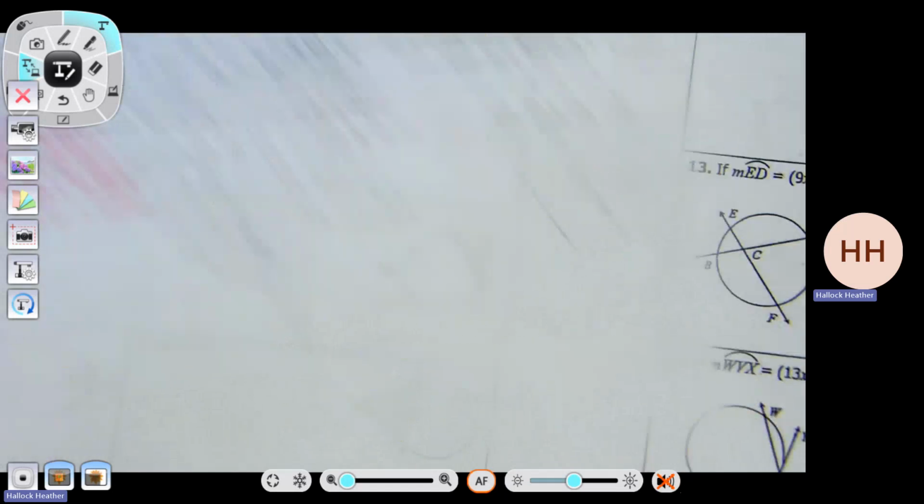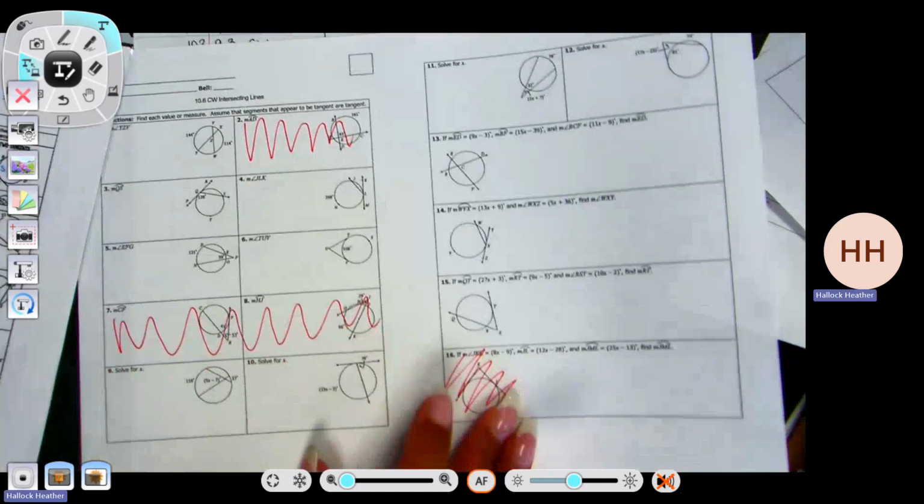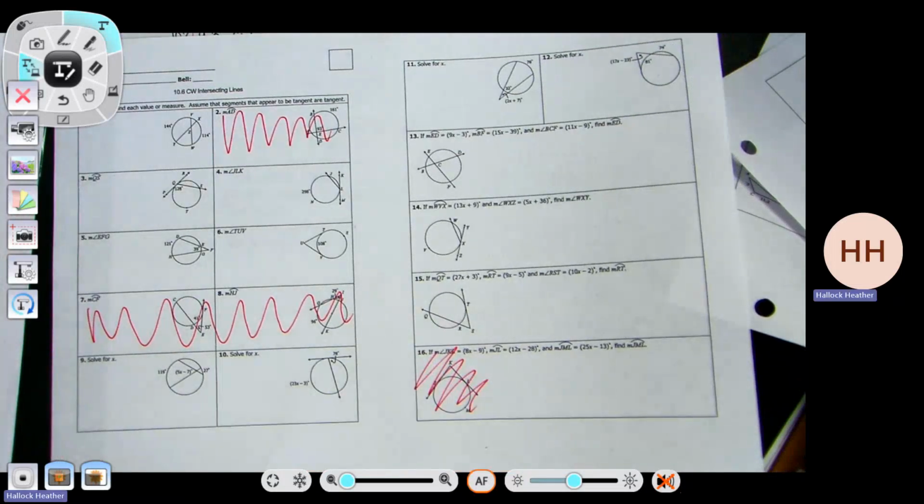Okay, let's go to today's paper. Today's paper is a classwork day. So let's look at the problems. You can cross out these ones. You're turning this in. Which one would you like to do? Which one looks hard?